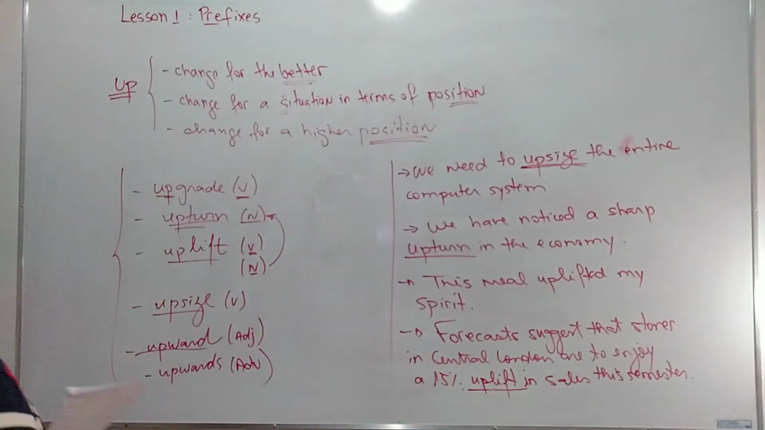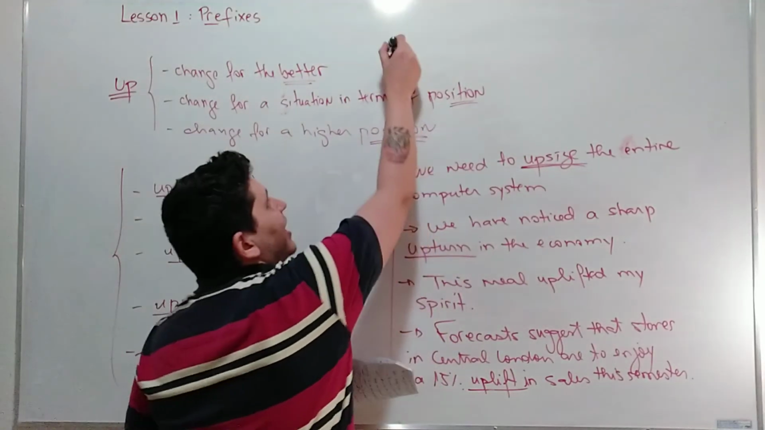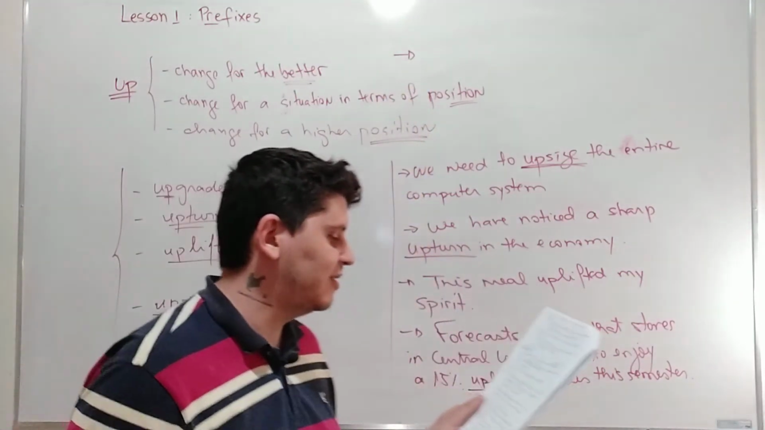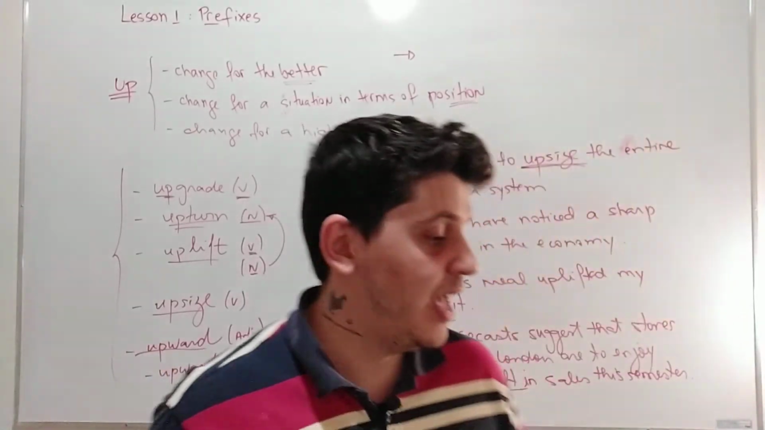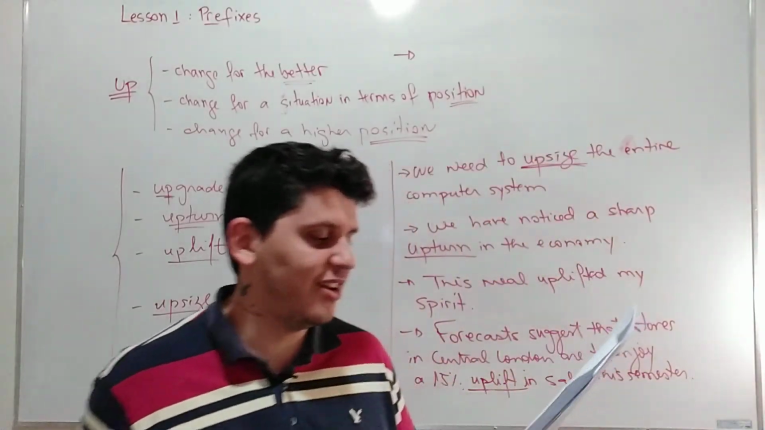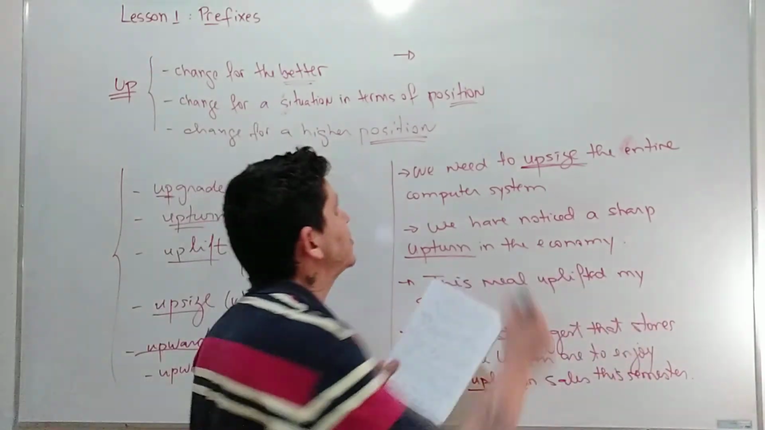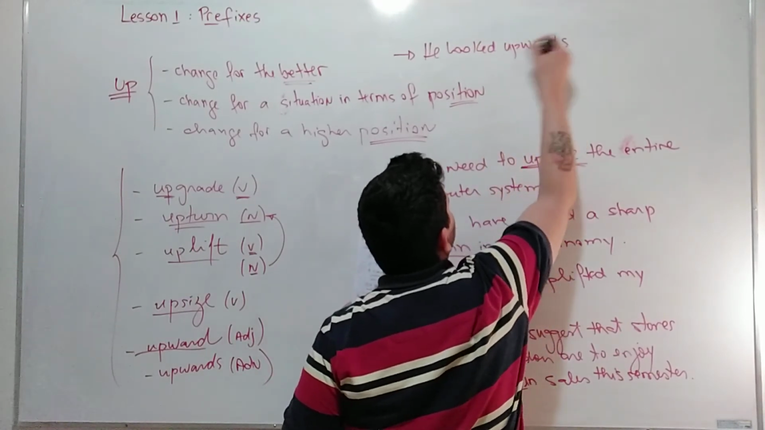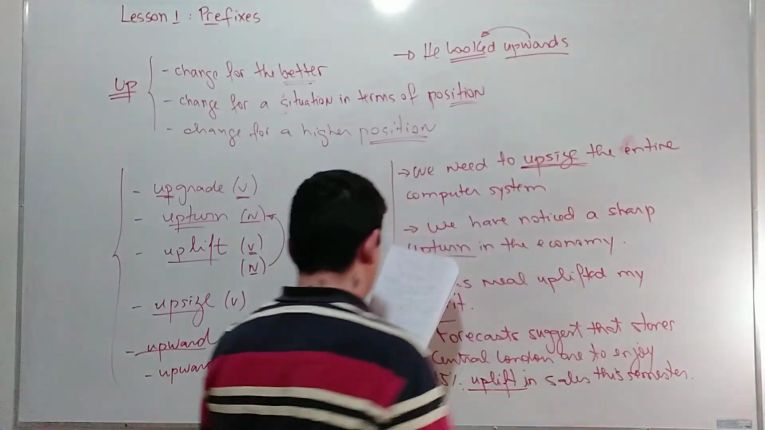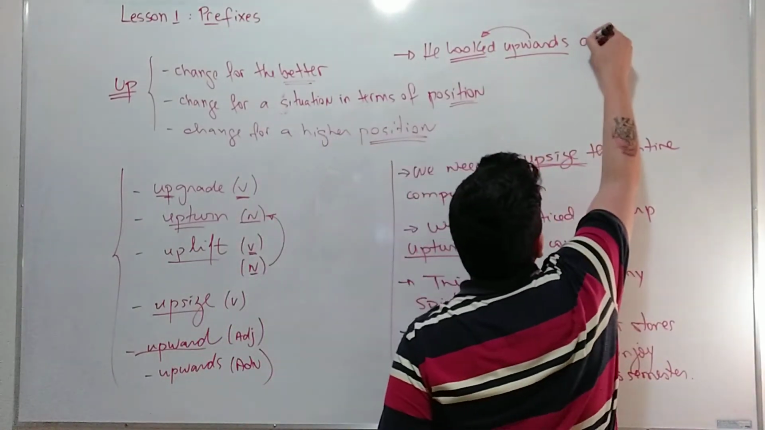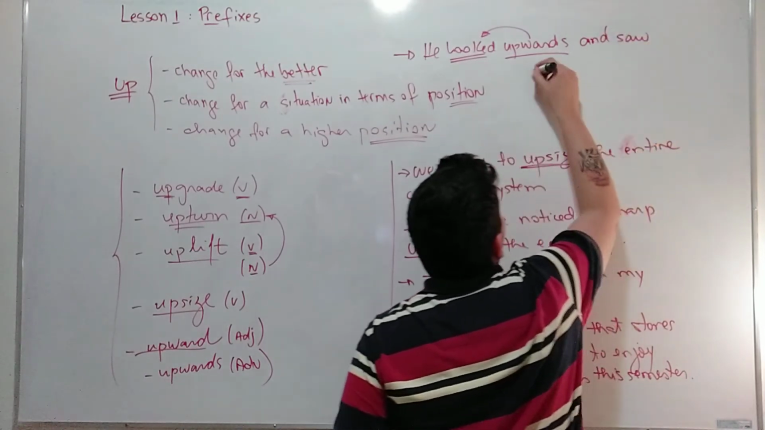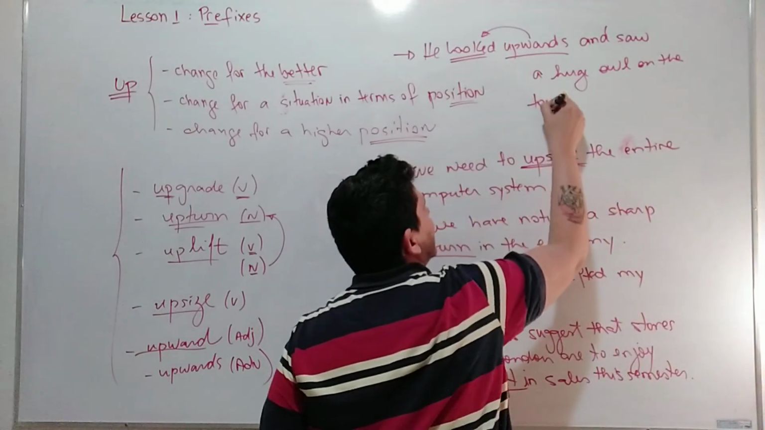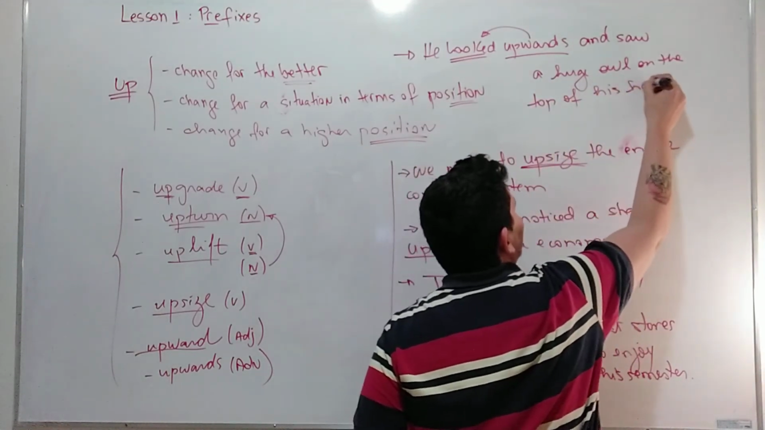Fifth sentence, I think I'm going to write it over here if it doesn't get too confusing for you. He looked upwards and saw a huge owl sitting at the top of his house. So he looked upwards. We know that this is an adverb. It's categorizing the way he looked. He looked upwards and saw a huge owl on the top of his house.